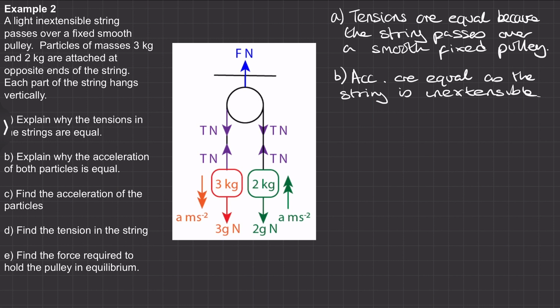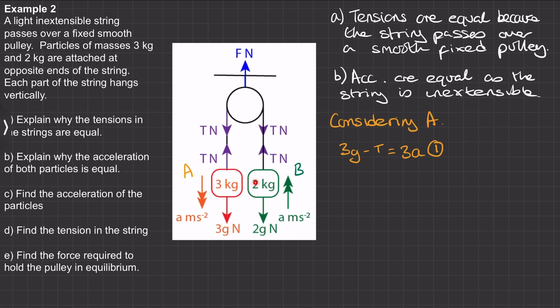So now we need to consider each of the orange and the green masses. So I'll label this one as A, and the green one we'll label as B. So we're going to consider mass A first. Because the acceleration is acting downwards, the 3g, the weight, will be greater than the opposing tension. So 3g minus the tension will have a resultant force of mass times the acceleration. And we'll call this equation 1.